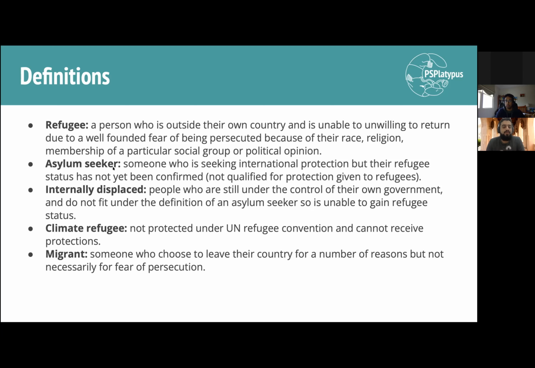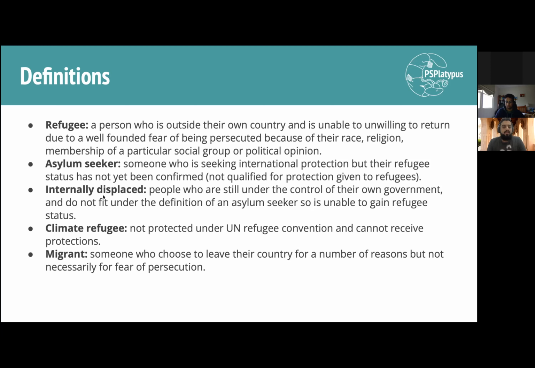And we have also asylum seeker. An asylum seeker is someone who's seeking international protection, but their refugee status has not yet been confirmed. So an asylum seeker is not yet a refugee.